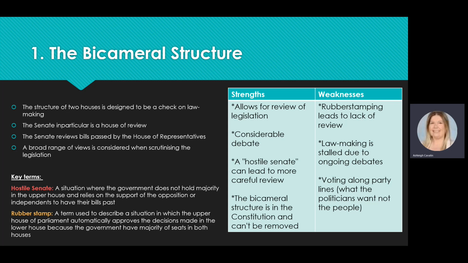But there are weaknesses. If we do have a party that has majority of seats in both houses, rubber stamping could lead to a lack of review, with parties voting on party lines. Also, by having 2 houses, lawmaking is stalled at times due to ongoing and repetitive debates. Also, as I said before, voting along party lines may happen. This is where politicians don't vote for what the people or the states want and rather vote with what they believe their party wants them to do, such as Liberal or Labor.